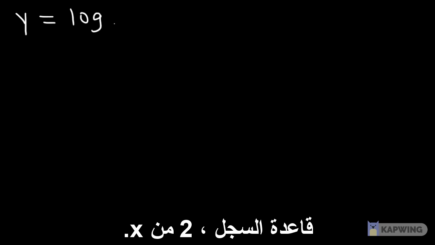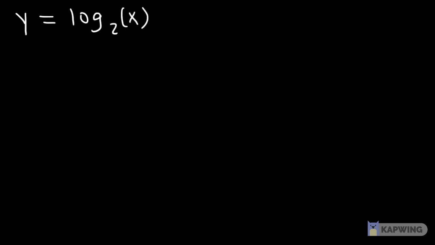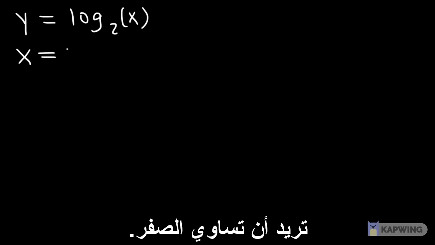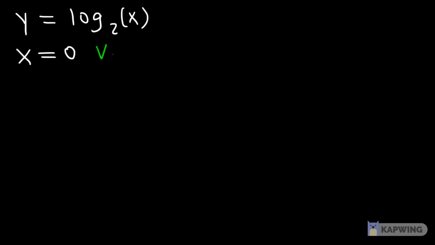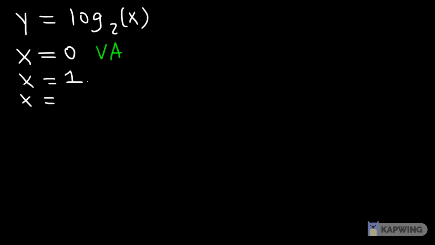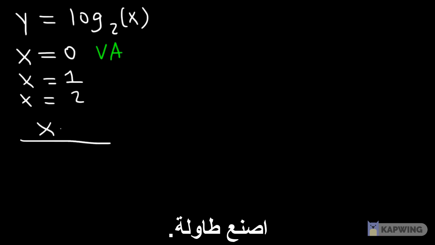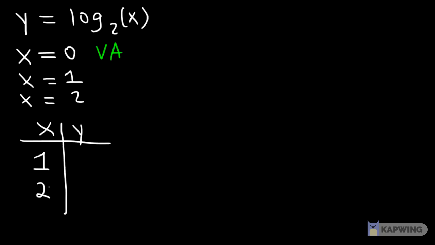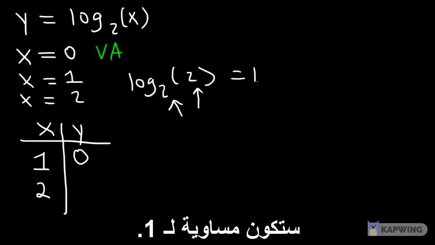So now let's work on some examples. Let's graph log base 2 of x. So the first thing you want to do is set x equal to three things. You want to set it equal to 0. This is going to be the vertical asymptote. Next, you want to set it equal to 1 and also whatever the base is. The base is this number, so you want to set it equal to 2. Next, make a table with the 2 points, 1 and 2. Log of 1 is always 0. Now log base 2 of 2, if these two numbers are the same, it's going to be equal to 1.